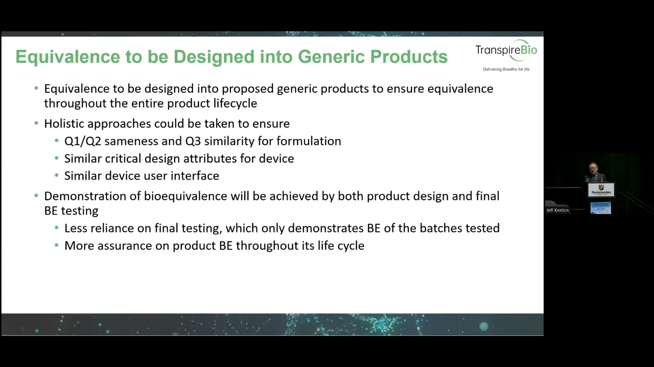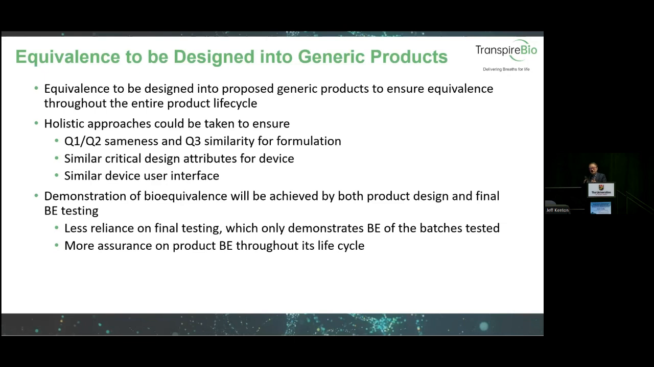So that made me think that, if we took a holistic approach to design equivalence into generic products, to make sure that the formulation is Q1, Q2 the same, and also Q3 is similar, and the device is similar in terms of critical design attributes, and the product is similar in terms of device user interface, then our equivalence is already designed into the product. So our demonstration of equivalence will not only rely on the BE testing of 3 exhibit batches, but also rely on the product design.